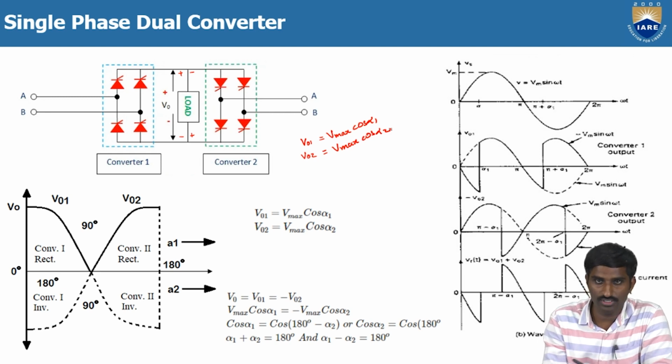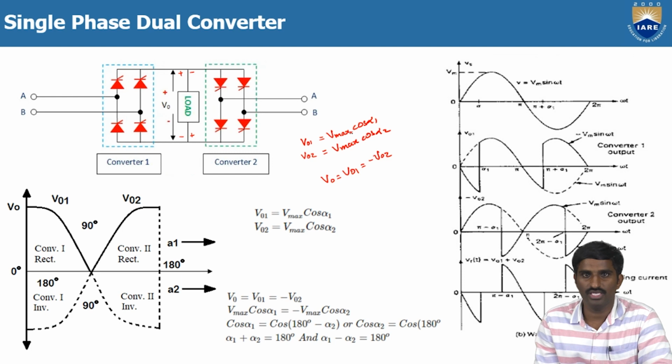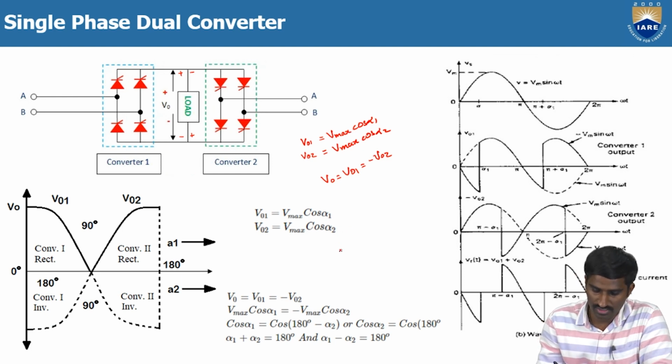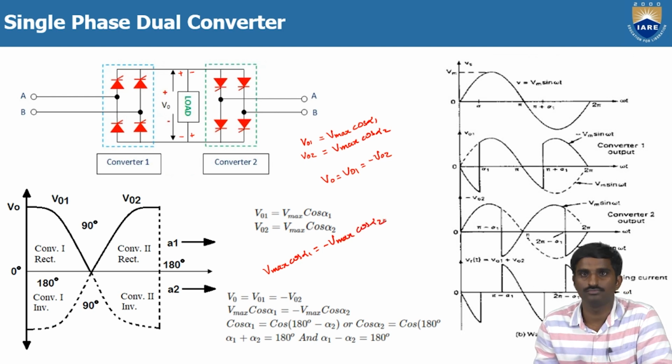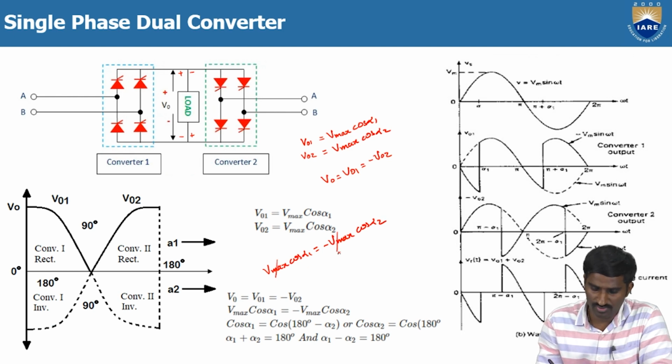And of course here the total voltage V0 equals V01, which is equal to minus V02, right? Because with respect to converter 1 it is V01 plus and minus, but when coming to the second converter the polarities are reversed, so that's why we can make it as minus V02. So V maximum cos alpha 1 is equal to minus V maximum cos alpha 2. Okay, so here V maximum gets cancelled.